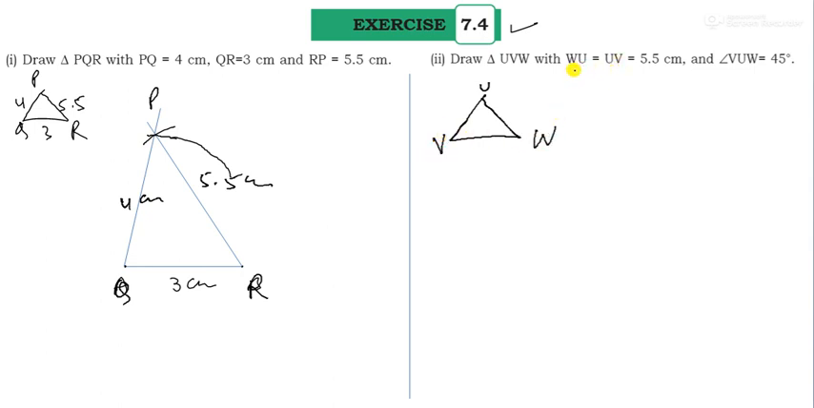Here UV is 5.5, this one is 5.5, and WU this one, that is the 5.5, and this angle VUW, this angle is 45 degree. So how can we make it? It is very simple. First of all, you can make a 45 degree angle with the help of protractor, that is D.